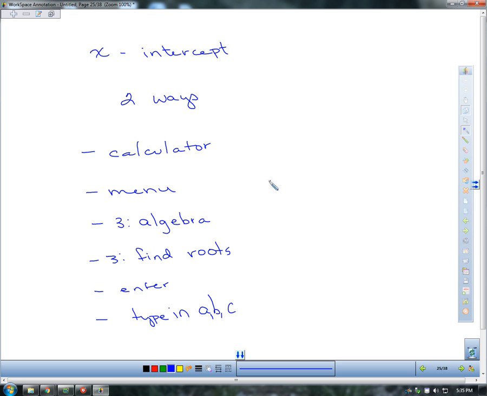So I'm going to give you an example that we're going to do together. So if I have 4x squared plus 9x plus 5 equals 0, and I need to know the x-intercept or the solutions of this thing. Now, if you didn't have your calculator, you would have to use the quadratic formula. You could do that, or you could factor, or you could use completing the square. But I'm going to teach you how to do it on the calculator.